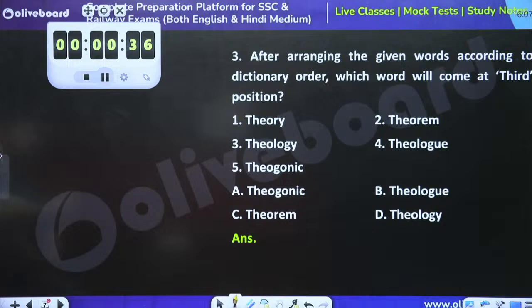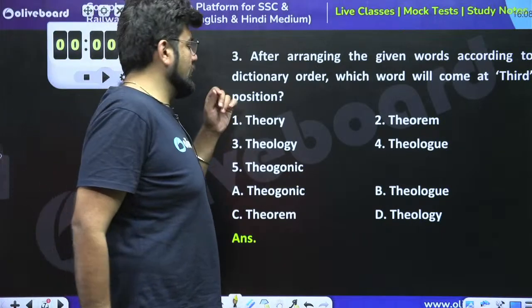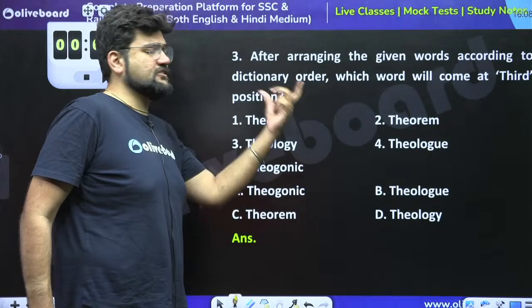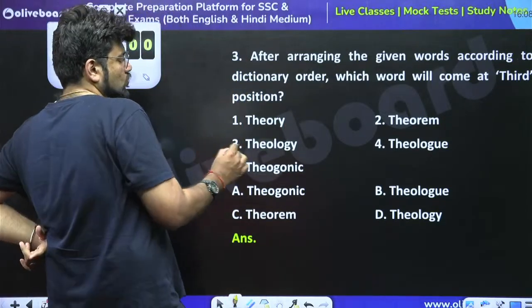After arranging in the dictionary order, which word will come third? See, observe quickly. Okay, guys. Observe quickly. Where are we going wrong? What we are doing here is trying to arrange everything in dictionary order. Don't do that. Quickly just look at the different letters. So, "theo" is the same everywhere.